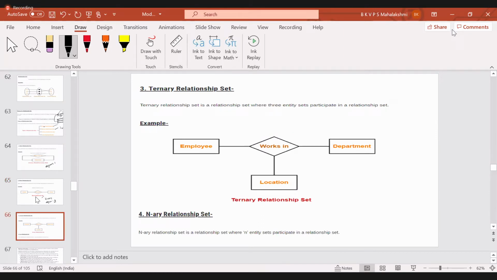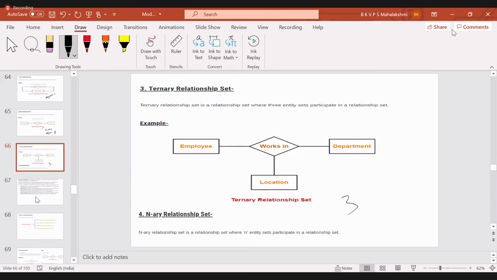So here, can we say this one is a binary? No, ma'am. So why? It's having the relationship between three entities. So this is ternary and the degree is 3. And then what is the n-ary? N-ary is nothing but it may consist of n number of entities. So hence the degree will be n only, for an n-ary relationship set.